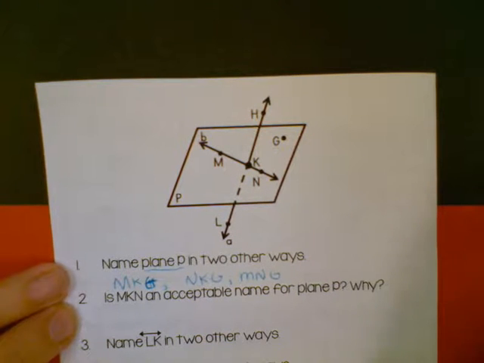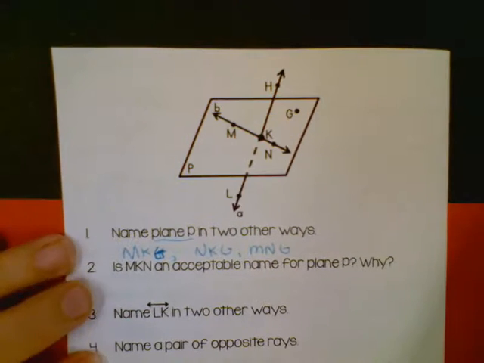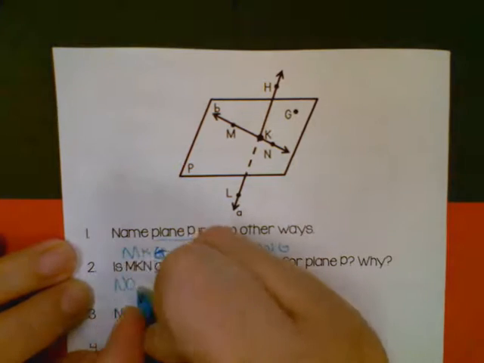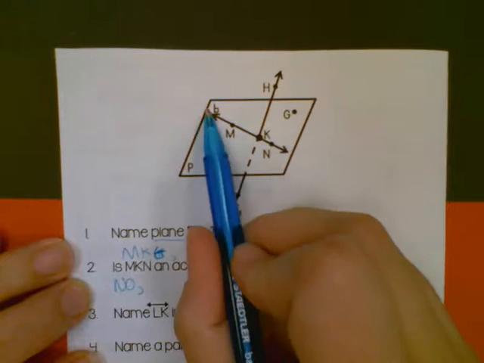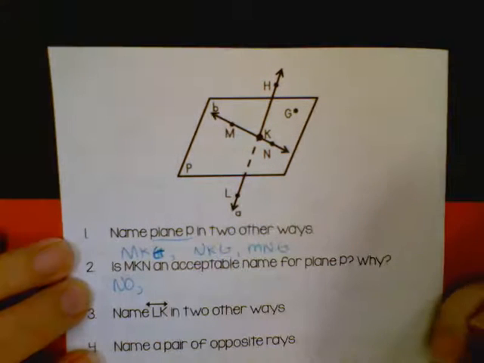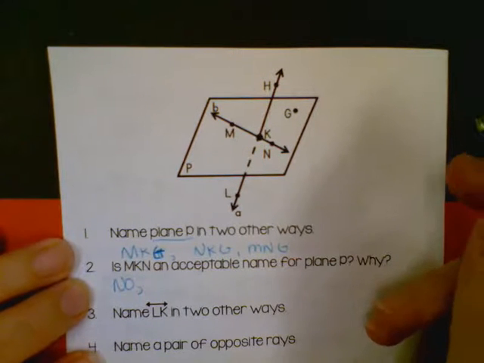So this kind of leads us into question 2. Is MKN an acceptable name for that plane? Good, I hope you said no. And why aren't we allowed to have MKN as a name for our plane? Very good, because those points are collinear.